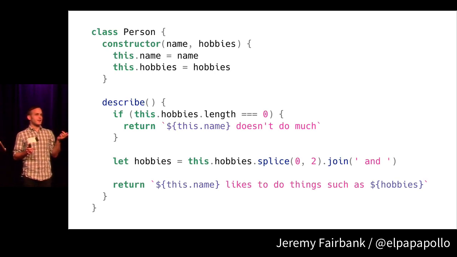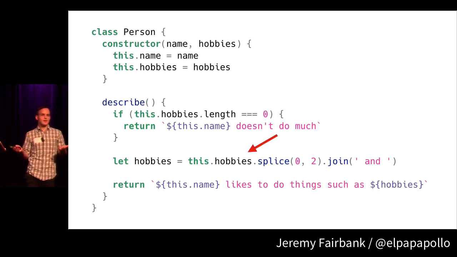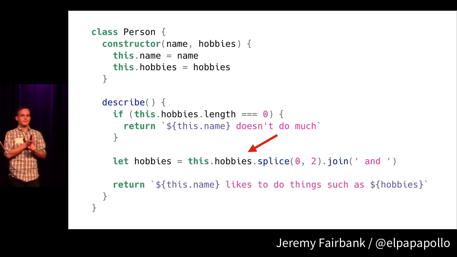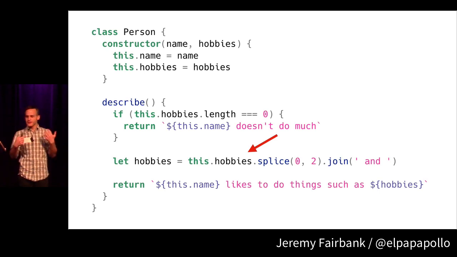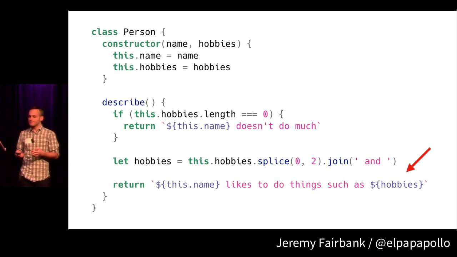And then it has a describe method. So this describe method is just going to check what kind of hobbies this person has. And if we don't have any hobbies, we'll just return that this person doesn't do much. Now, if we do have hobbies, we're going to take the first two hobbies, and then we're going to call the join method again, and join them together with an "and" in between them. And then we'll return a string that says that this person likes to do things such as whatever those first two hobbies are.